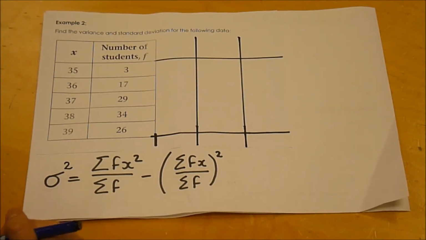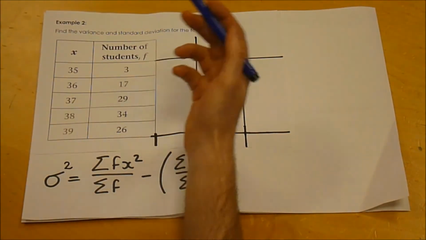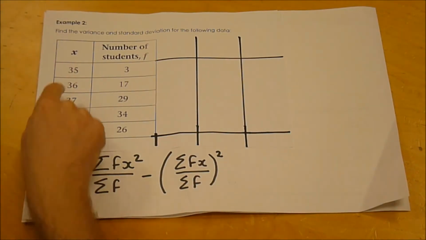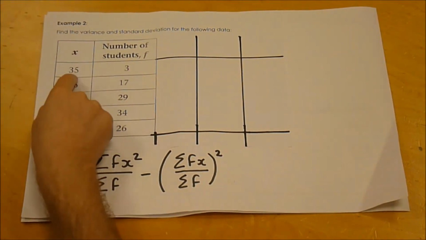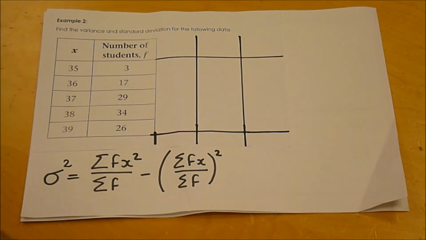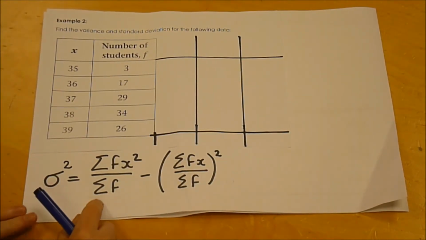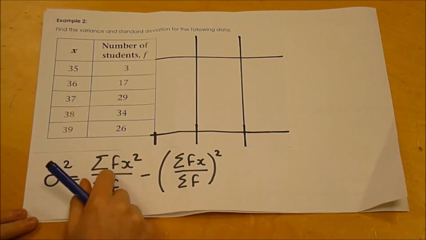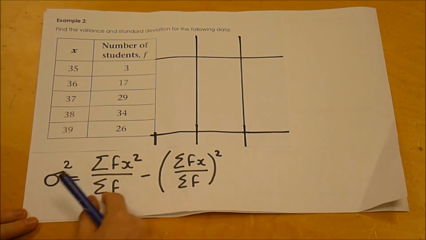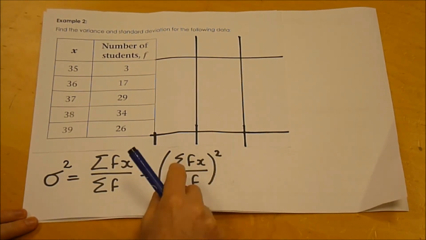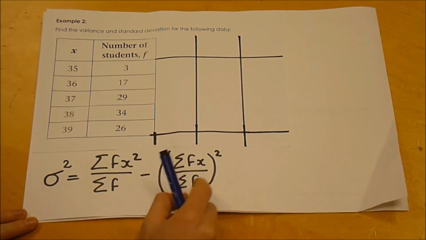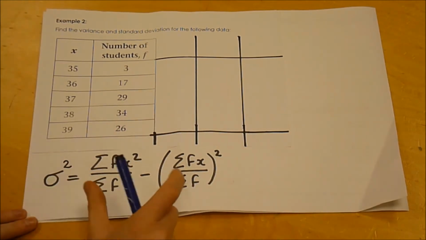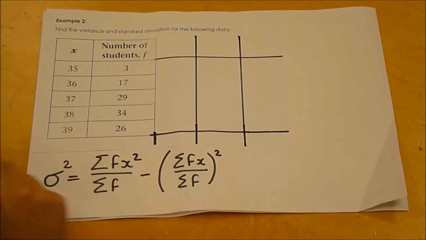Right, let's have a look at example 2. In this example we have a frequency table. This means that we have 3 pieces of data that are each 35. So we're going to use the following formula. This says that the variance is equal to the sum of f x squared divided by the sum of f, minus the sum of f x divided by the sum of f, all squared. So this is the same formula we looked at earlier, but this time we have to multiply by the frequency.